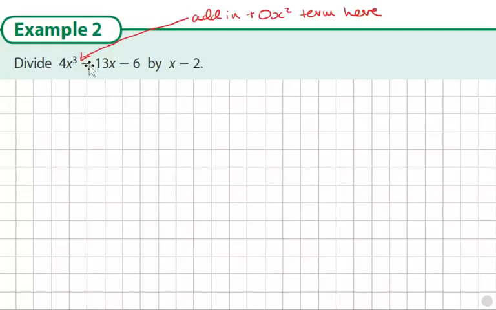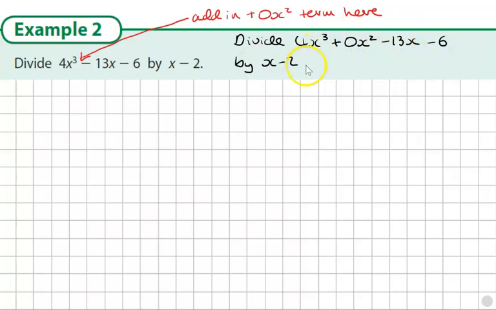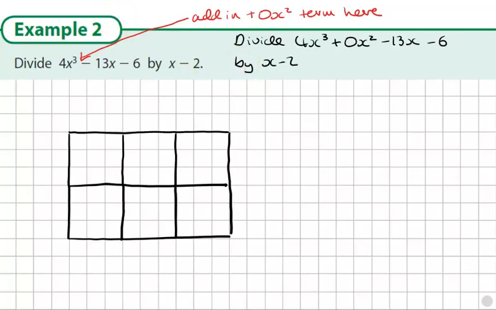So what we have to do to work this out is add in 0x squared. So we rewrite our question as divide 4x cubed plus 0x squared minus 13x minus 6 by x minus 2. Again, the highest power of x in the dividend is 3, so x cubed is our highest power there. So we have a degree 3, and we're dividing by degree 1, so this is x to the power 1.